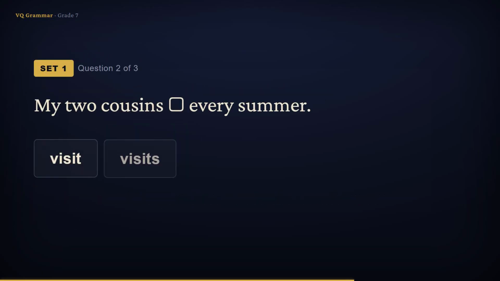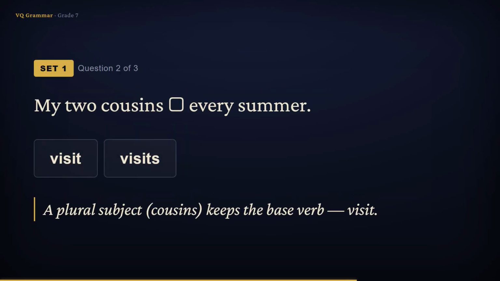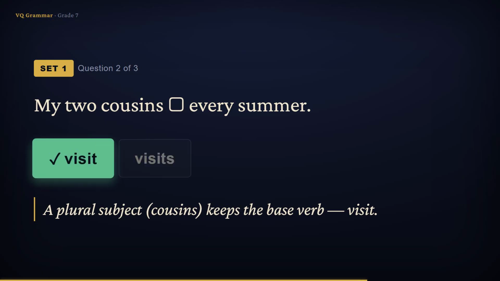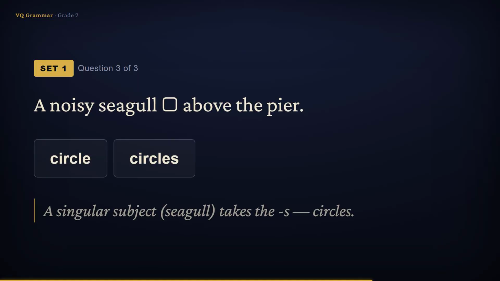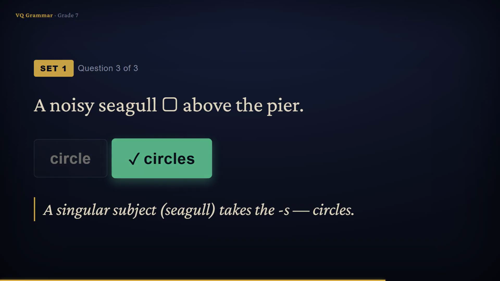My two cousins blank every summer. This time the subject is cousins, more than one, so the verb stays plain, with no S on the end. So the answer is visit. A noisy seagull blank above the pier. The subject is one seagull, singular, so the present tense verb takes its S. Circle becomes circles. So the answer is circles.